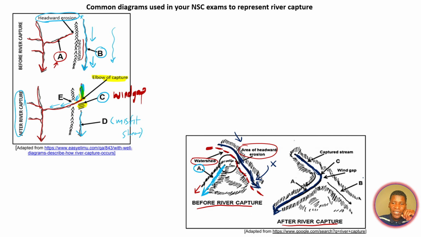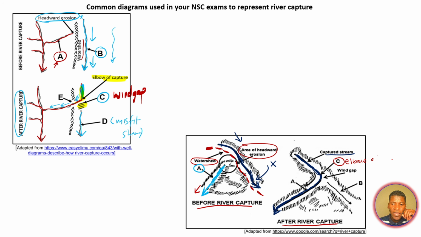So now you just need to identify the labels. We have got the captured stream. So we say this blue one is known as the captured stream, because it is the one whose waters have been stolen. And then we have got a label C there. Label C would have to be our elbow of capture.